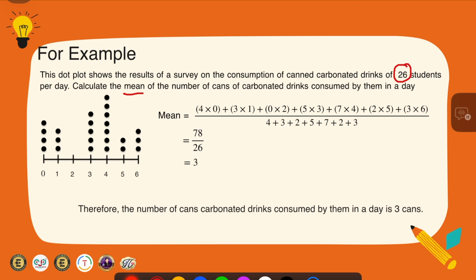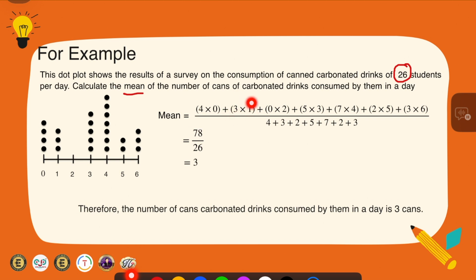Okay, so how are we going to find our data? The data is 0, 1, 2. So there are students that didn't consume any drink, 0. This one, 1 can, 2 cans, 3 cans, 4 cans, and so on, right? So how many students didn't drink at all? There will be 4: 1, 2, 3, 4. So for the first one, we are going to get 4 times 0. All right.